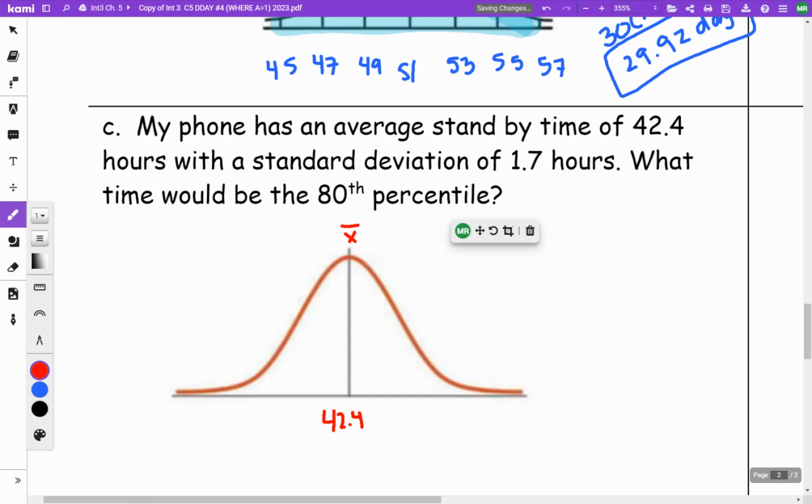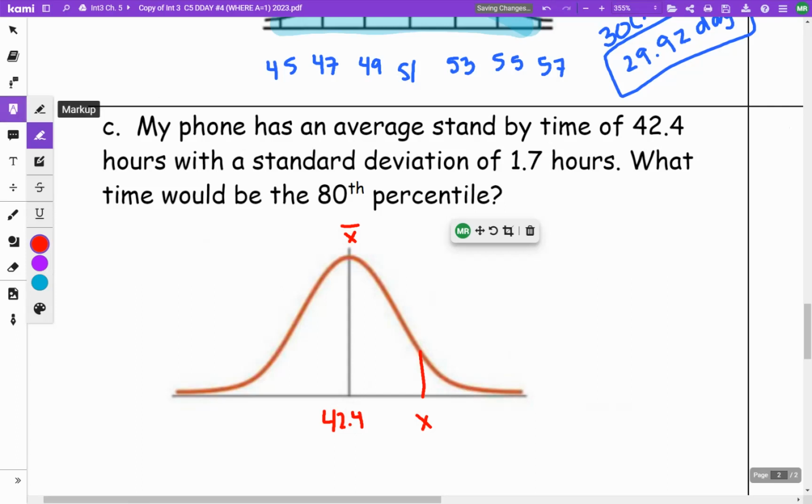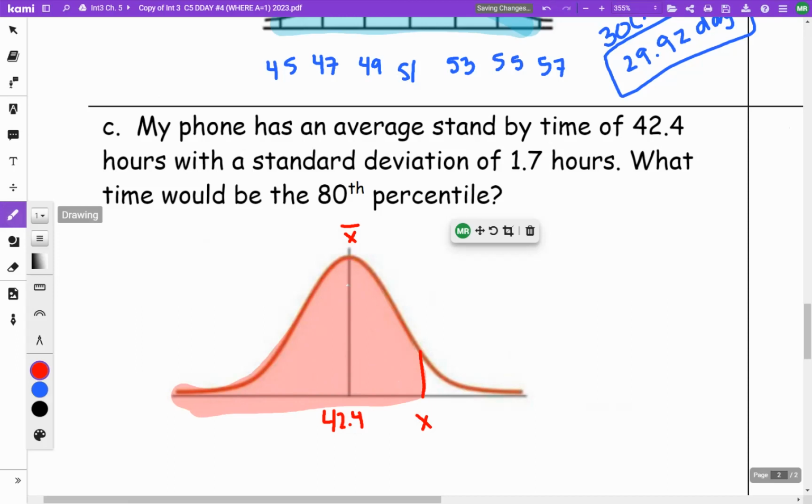So this is our mean. We want to be in the 80th percentile. We want what value is going to be in the 80th percentile. So basically, I need 80% to be less than us. Okay, 80%. So this is going to be 0.80. Okay, and I want to find the score.